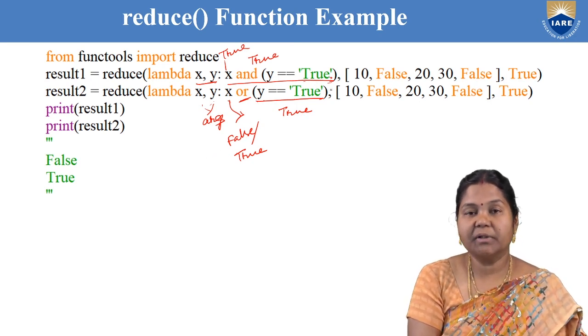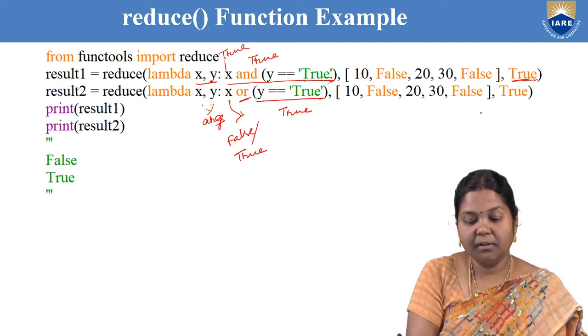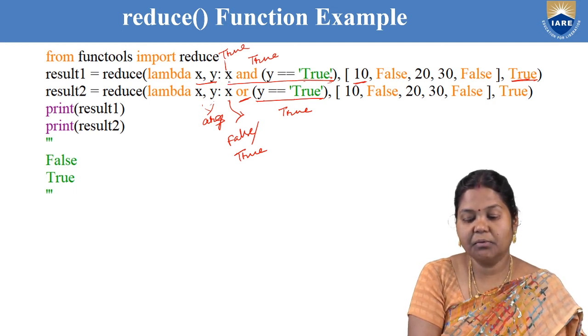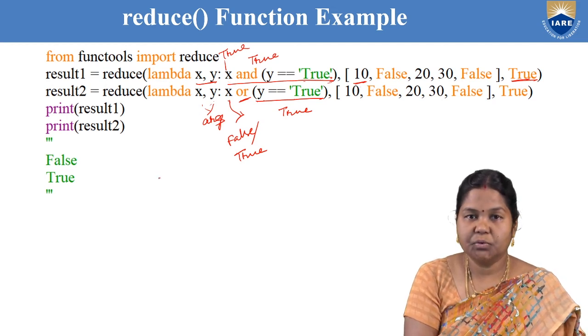Let us see how it is applied on this list. What do we want? We want True only. We are checking. So the first element is 10, then each and every element. So X is equal to 10, a true number, and Y is equal to true. So it is true only.